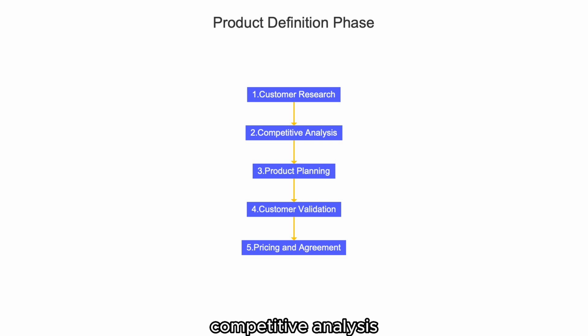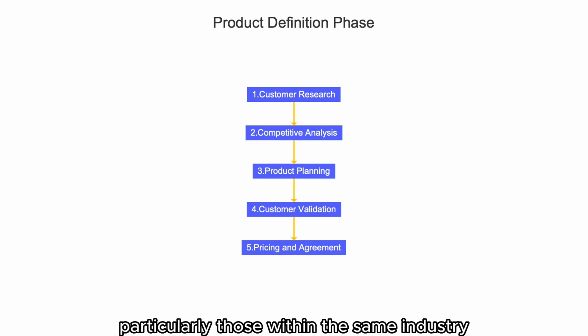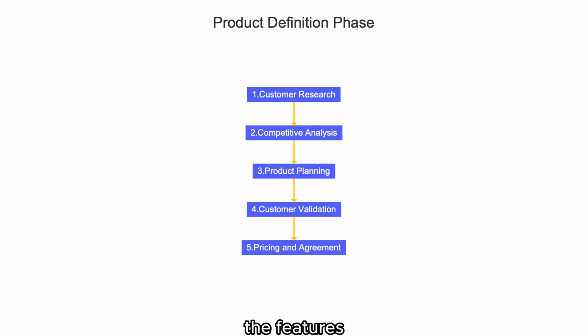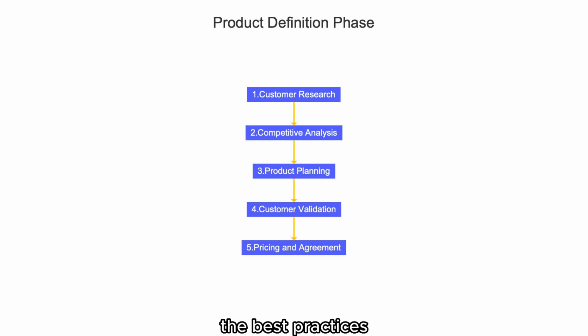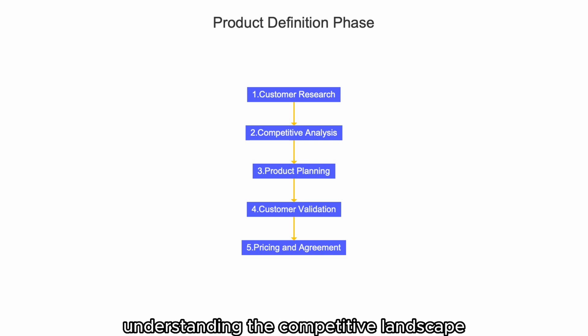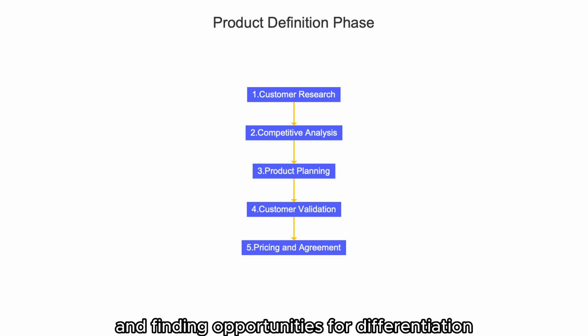Competitive analysis. In this step, the product team analyzes similar products in the market, particularly those within the same industry. The team examines the features, functionalities, and user experience of these products to identify the best practices and successful strategies. This analysis helps in understanding the competitive landscape and finding opportunities for differentiation.